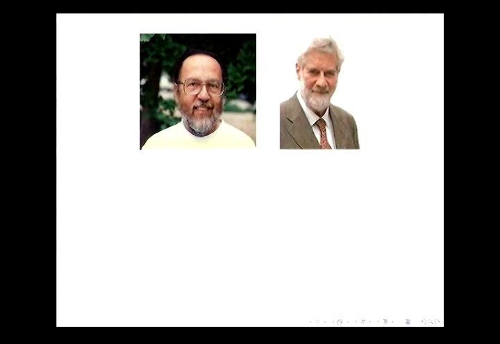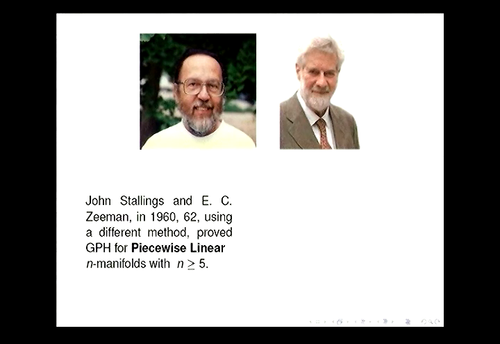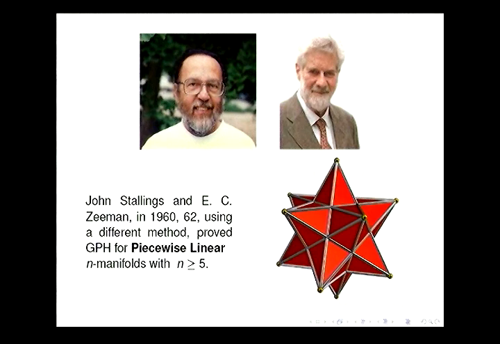Well, this started the ball rolling. At almost the same time, John Stallings and Christopher Zeeman used a completely different method, and instead of assuming that they were working with a smooth manifold, they assumed they were working with a piecewise linear manifold, one which could be cut up into linear pieces. So this is an example of a piecewise linear two-sphere. But they got the same result. Starting with the piecewise linear two-sphere, they got a topological homeomorphism.